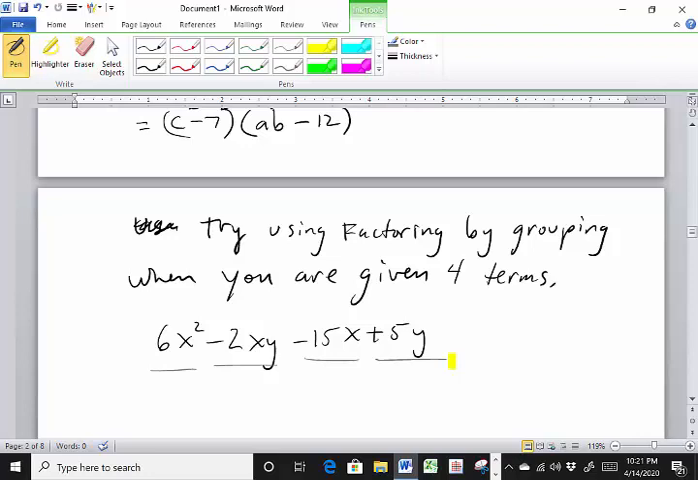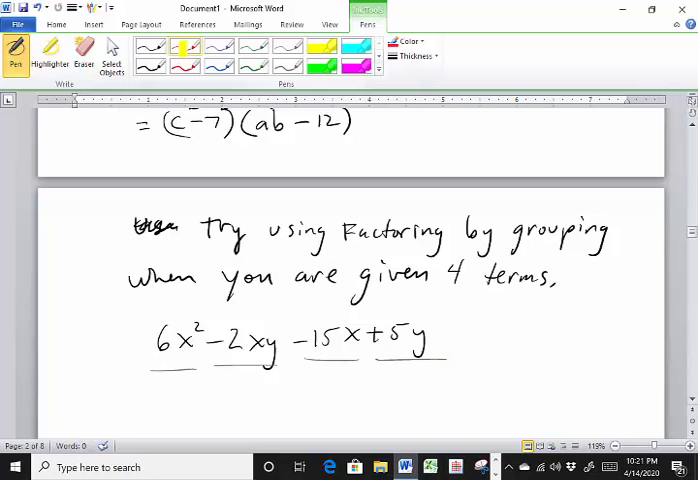So if I look at these 4 terms, there is no greatest common factor. Okay, you can just see that between the coefficients. There's nothing common between 6, 2, 15, and 5. Just nothing. All right, so we're done. So then you say, oh, well, there's 4 terms, so I can try this technique of factoring by grouping.